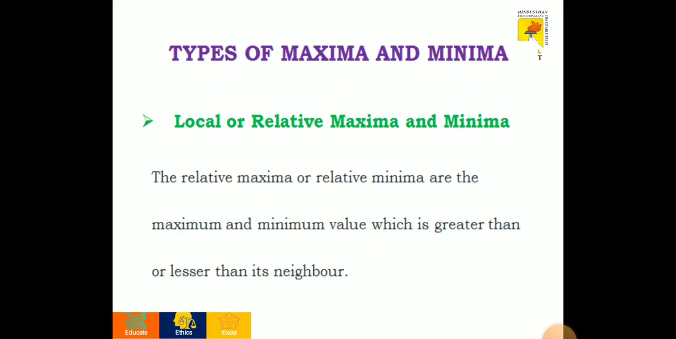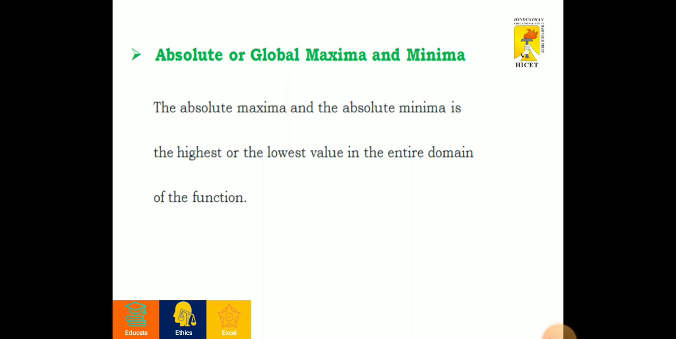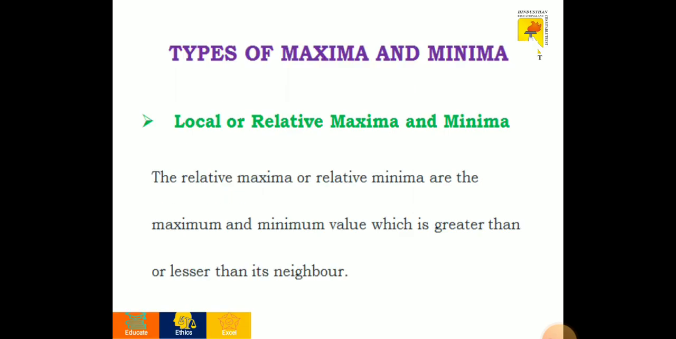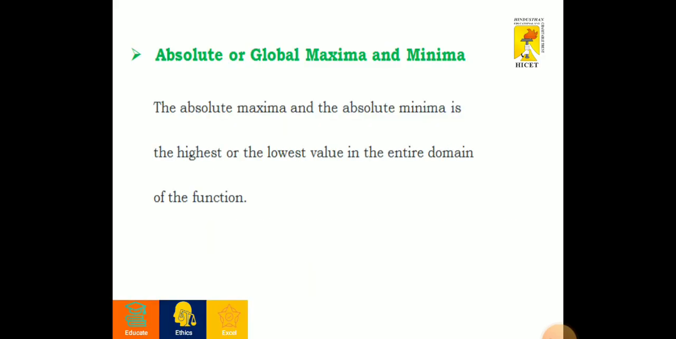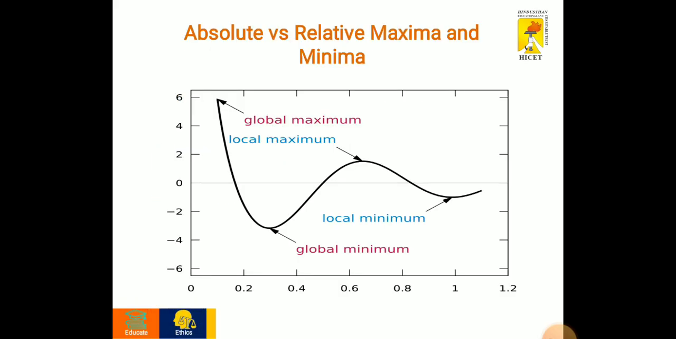The types of maxima and minima are local or relative maxima and minima, and the second one is absolute or global maxima and minima. The local or relative maxima and minima are the maximum and minimum values which are greater than or lesser than their neighbors. Whereas the absolute maxima and absolute minima are the highest or lowest value in the entire domain of the function. So this is the diagram for global maximum and global minimum and local maximum and local minimum.